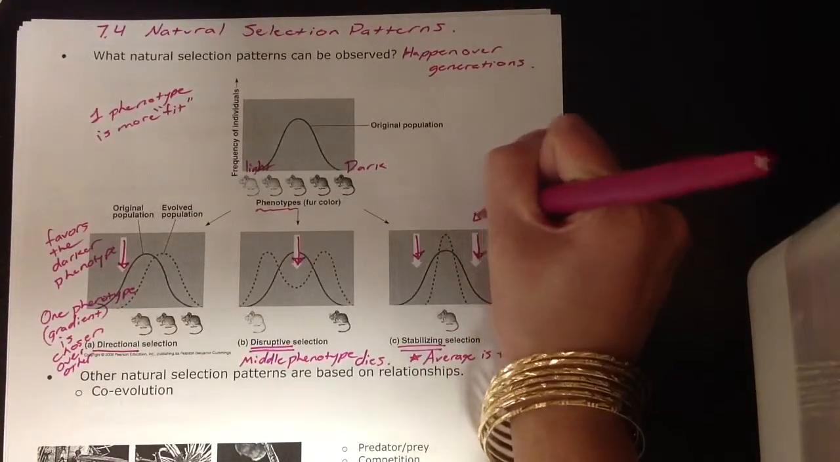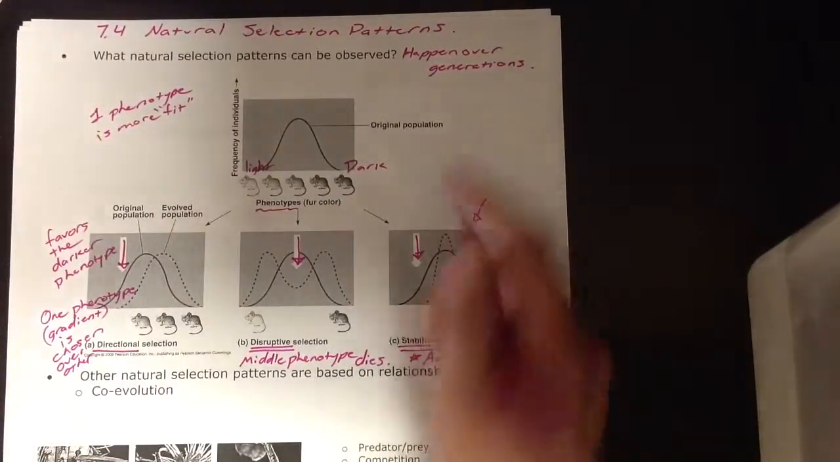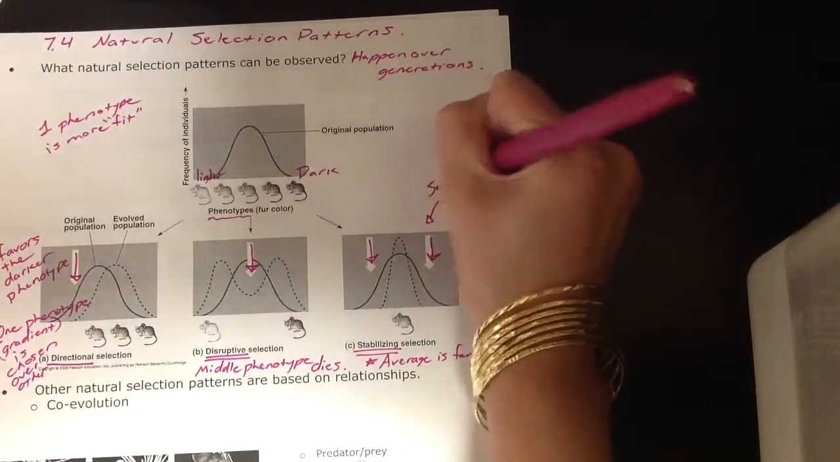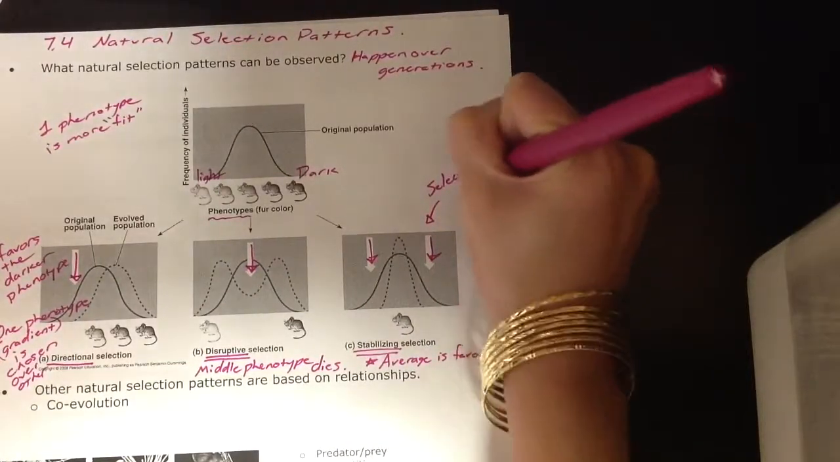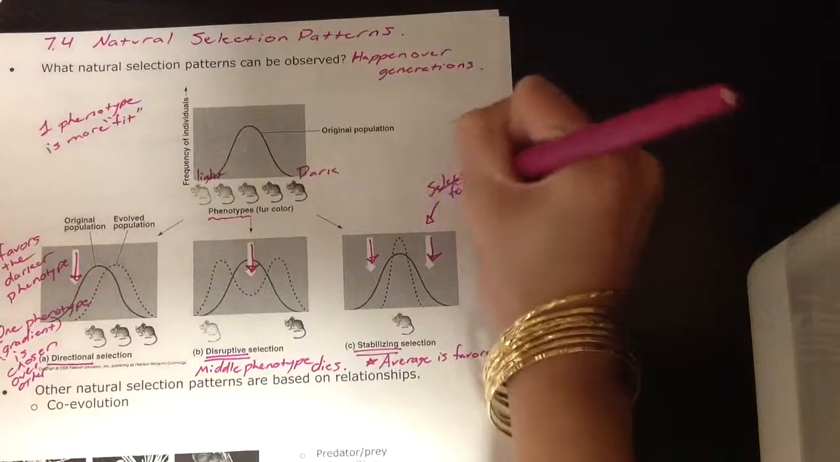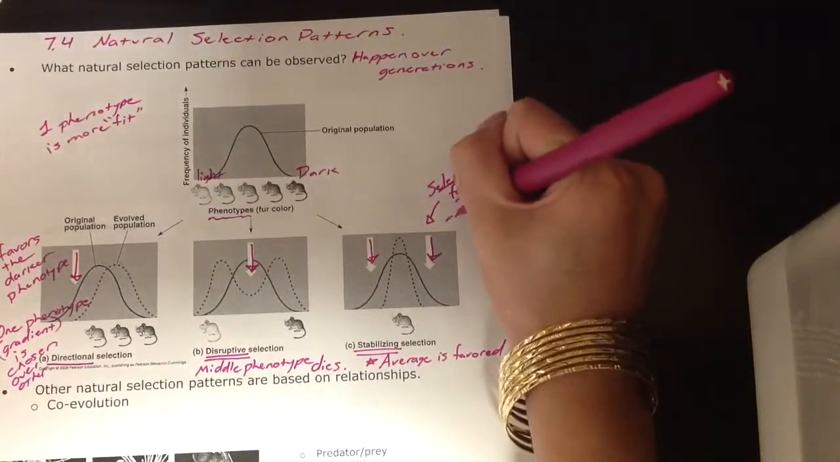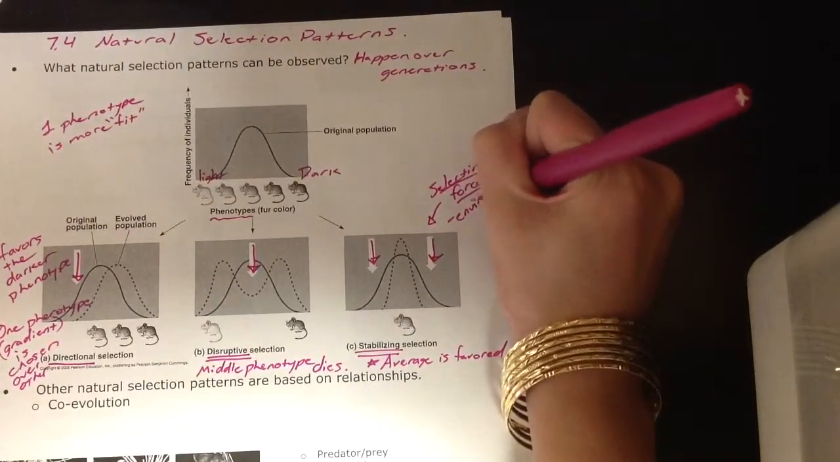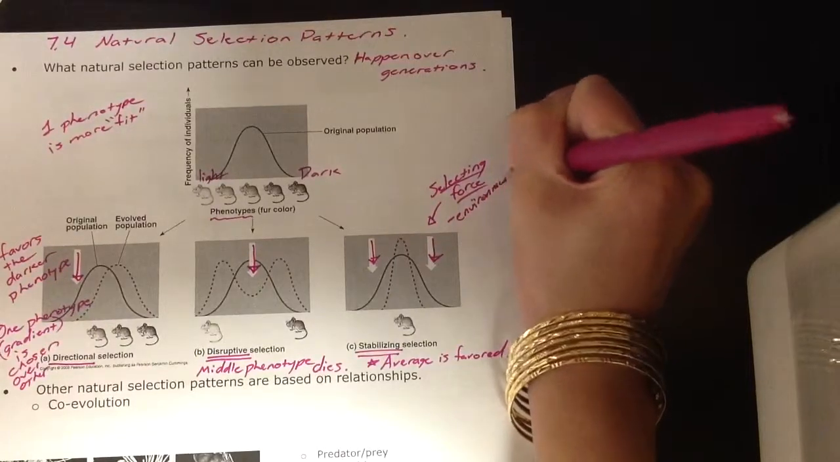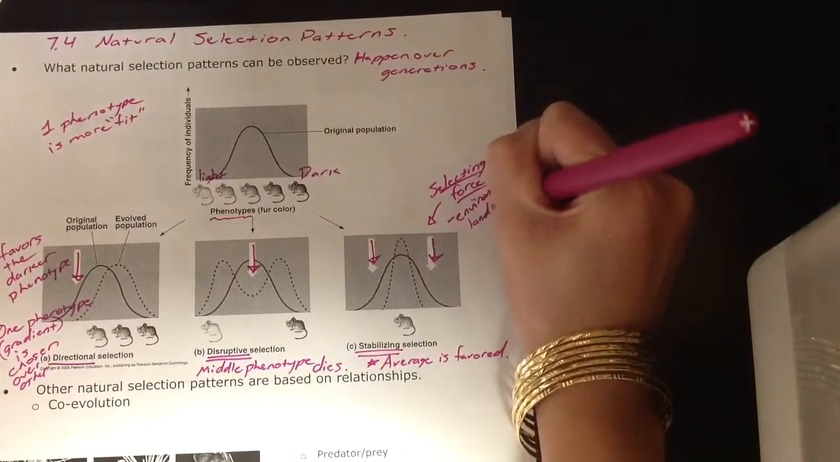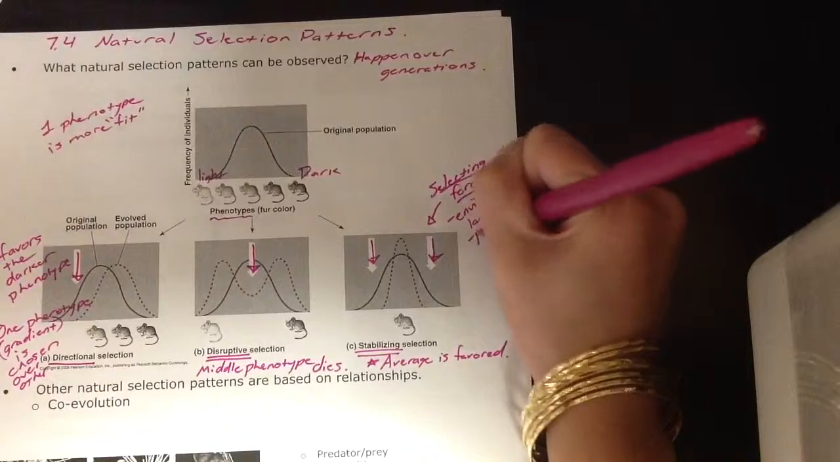Right here, just as a reminder, these arrows are representing selecting forces. This could be environmental, like the landscape itself. This could be predators.